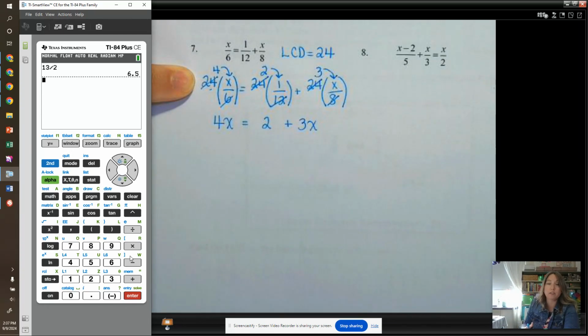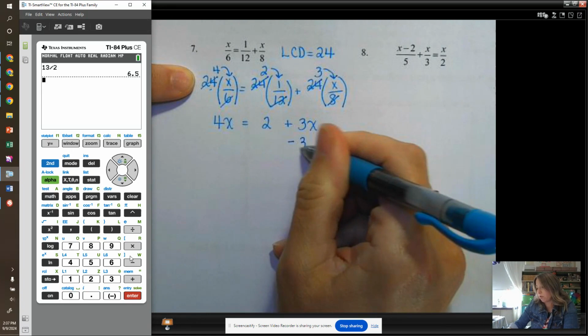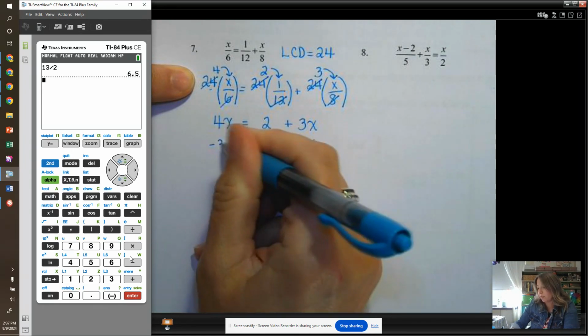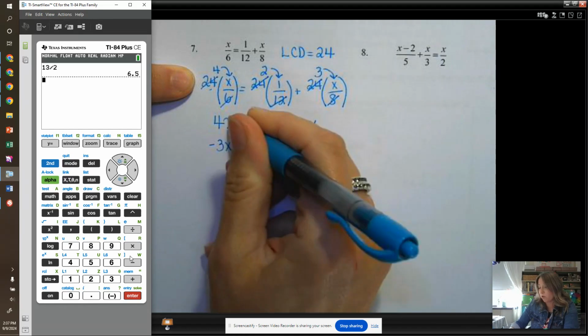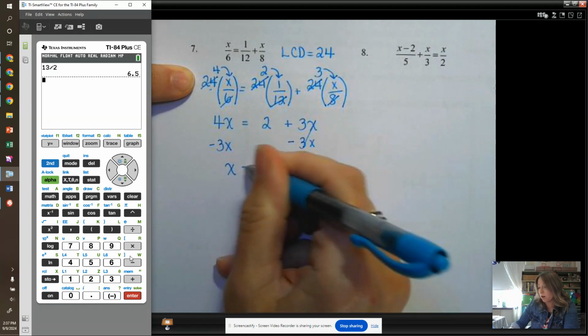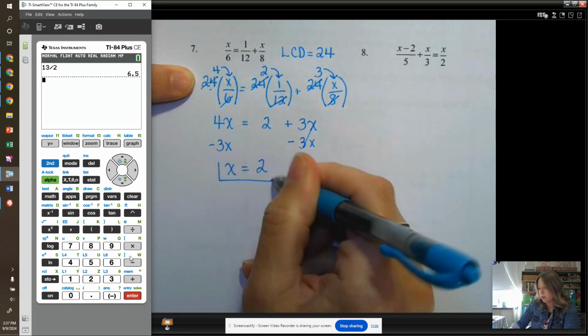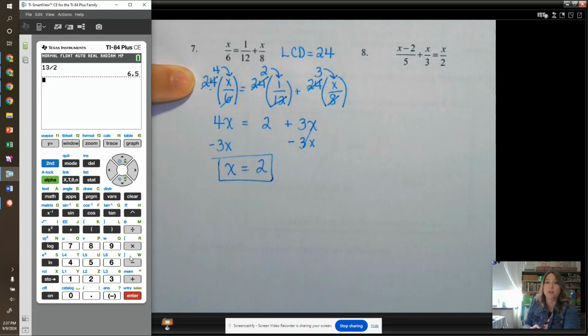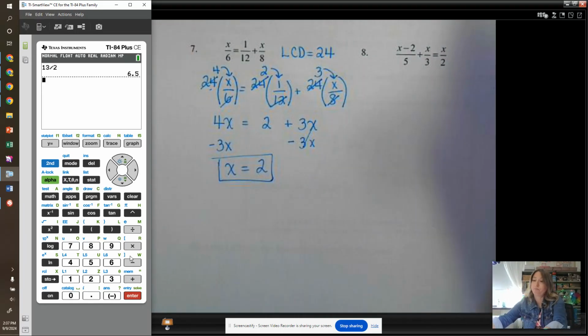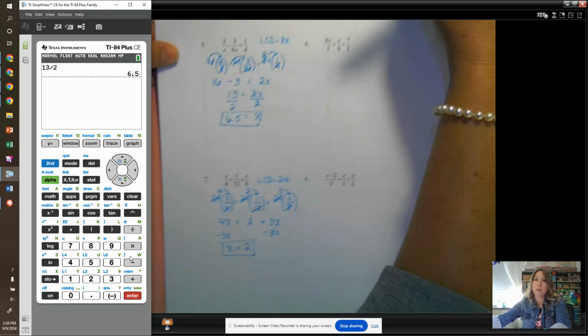Now I want all my x's on one side of the equal sign, all my numbers on the opposite. So let's subtract that 3x over to the other side. And I'm so lucky because 4x minus 3x is 1x all by itself equals that number that I had left there, that 2.